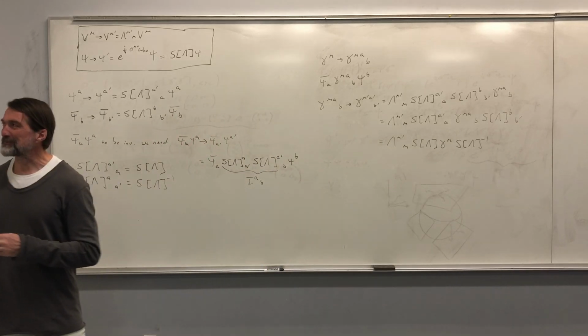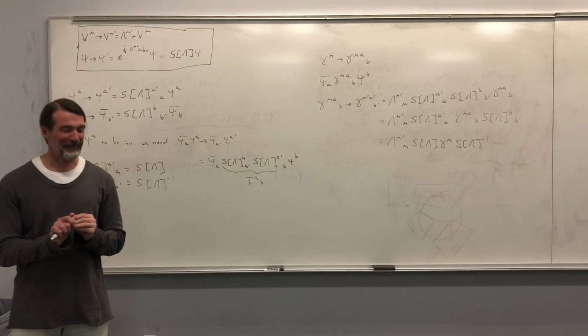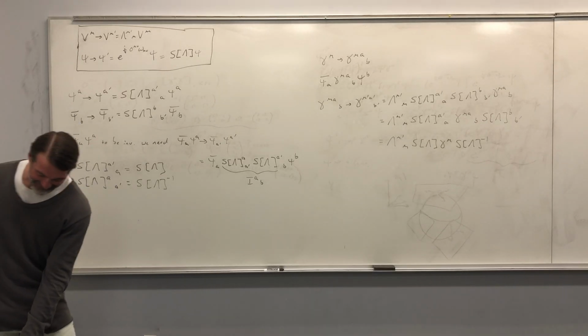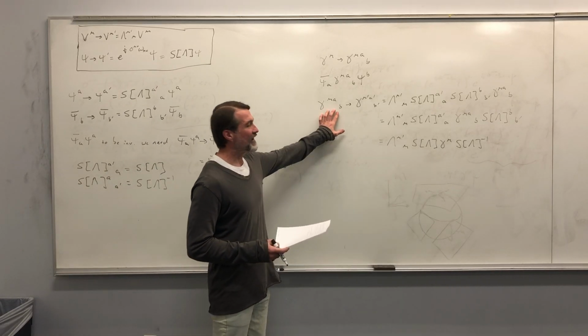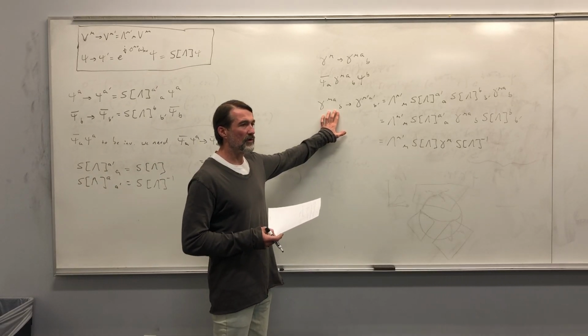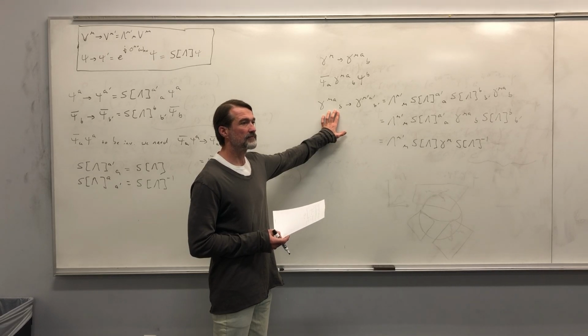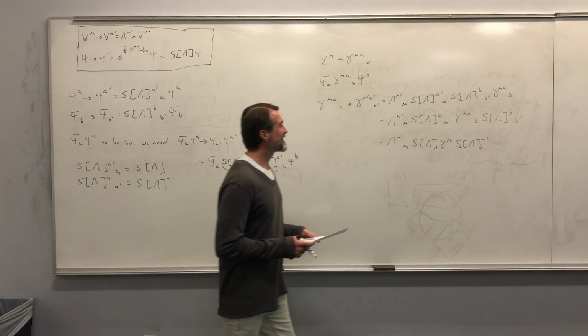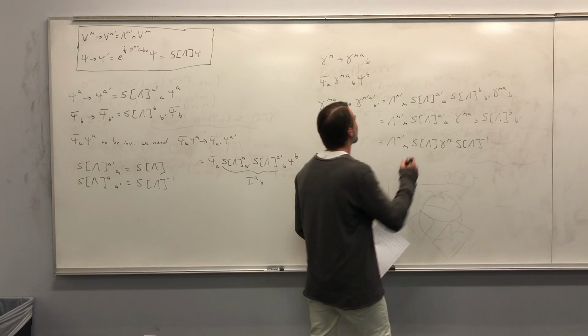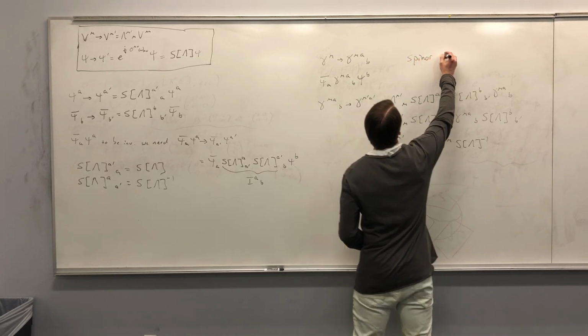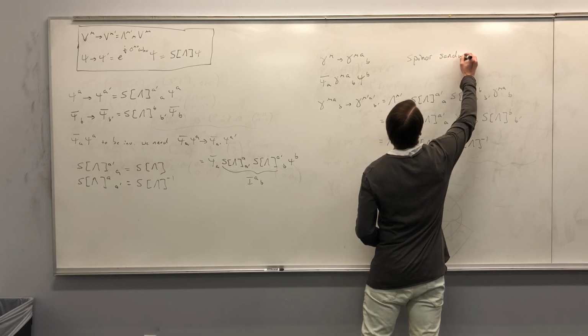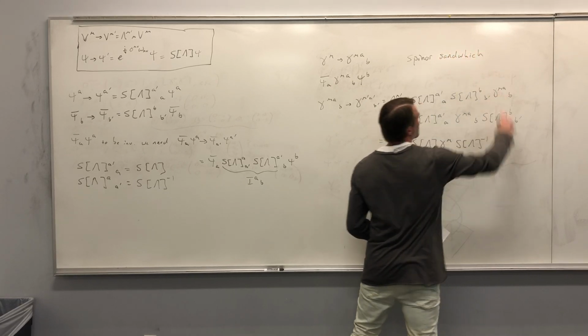Well, it's really simple. It turns out that anytime gamma mu appears, it lies inside of what is often called a spinor sandwich.